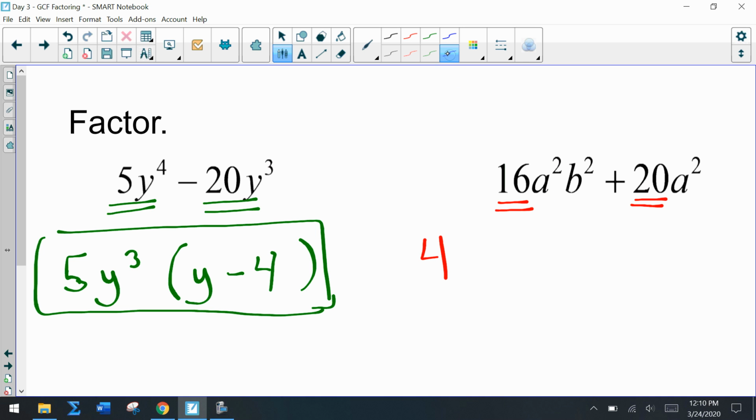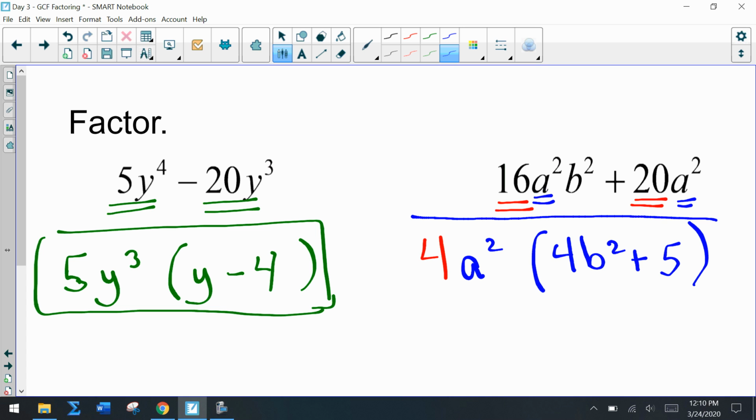And now let's look at the letters. So we have a squared here and a squared here. So that's common. So we can factor that out altogether. And then we only have a b squared in this term. So this is just going to stay. So we'll set up a parentheses because we're going to be having a binomial in this parentheses. So if we factor out a 4, we'd be left with 4. And we factor out an a squared, so there's nothing here. But we'll be left with 4b squared plus 5. So 4a squared and then 4b squared plus 5 are the factors. We've factored everything out fully.